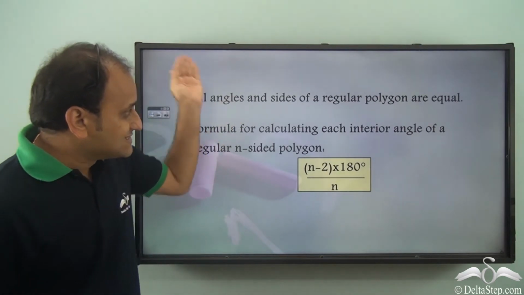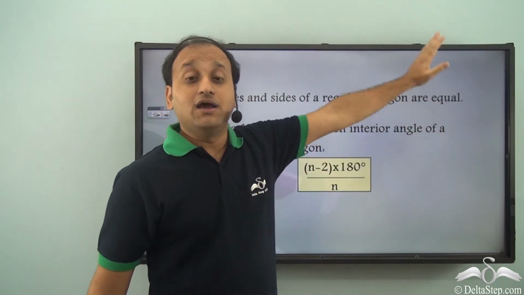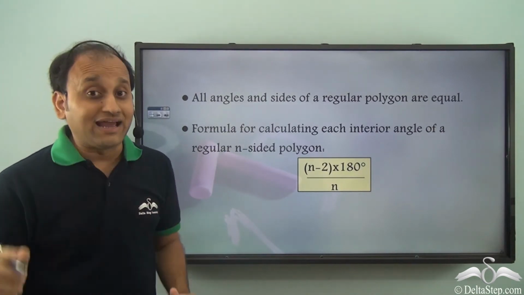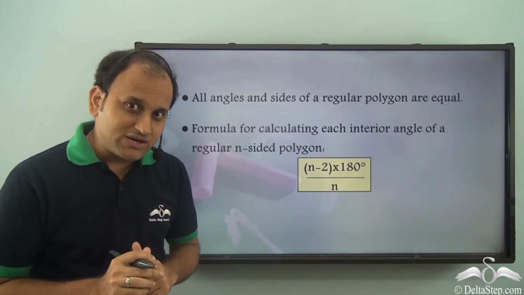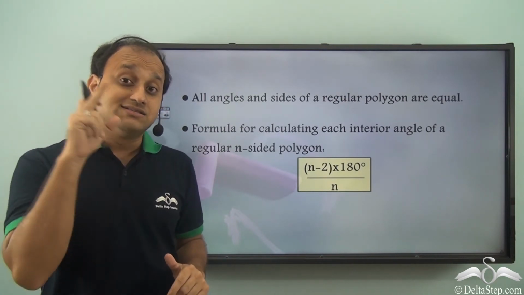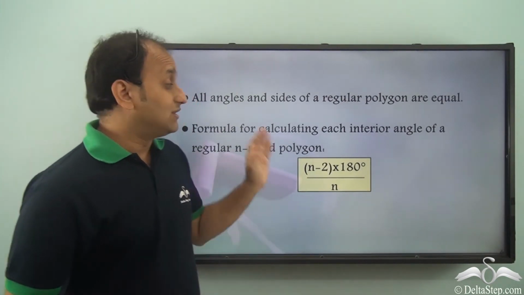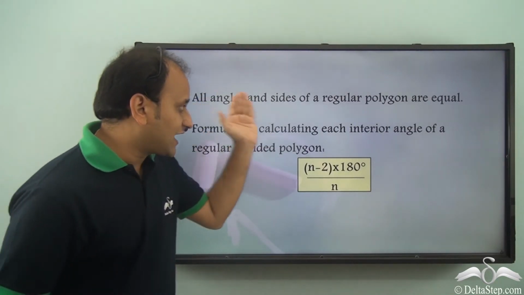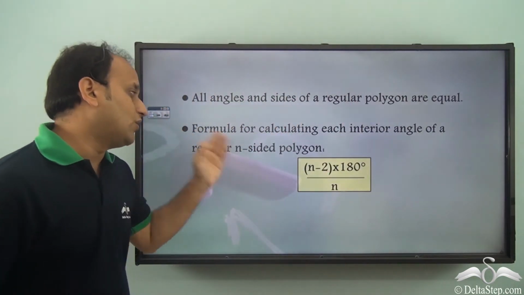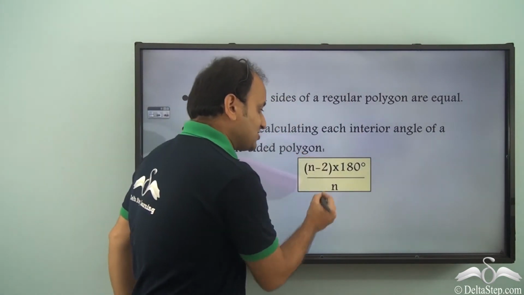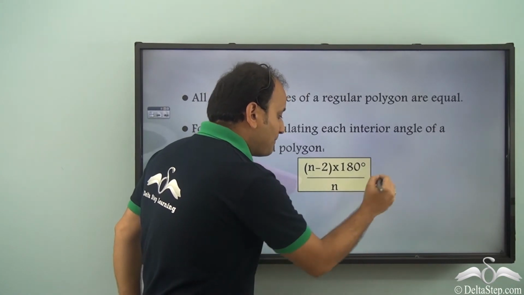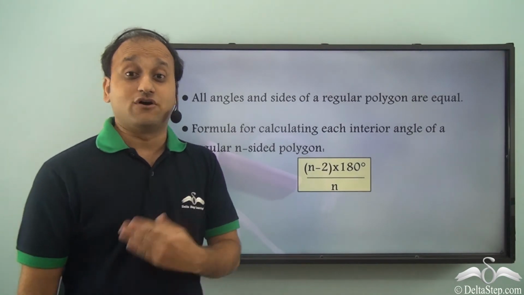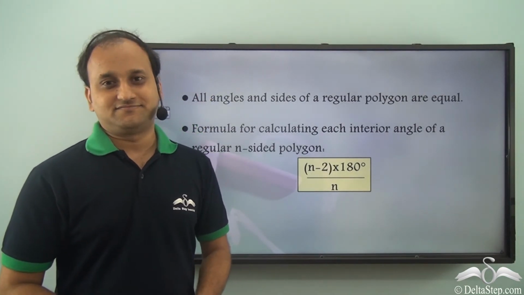So all angles and sides of a regular polygon are equal. When we talk about all angles, we mean that all the interior angles are equal to each other and all the exterior angles are equal to each other, and all the sides are definitely equal to each other. And formula for calculating each interior angle of a regular n-sided polygon is (n minus 2) into 180 degrees by n, where n is the number of sides of the regular polygon.